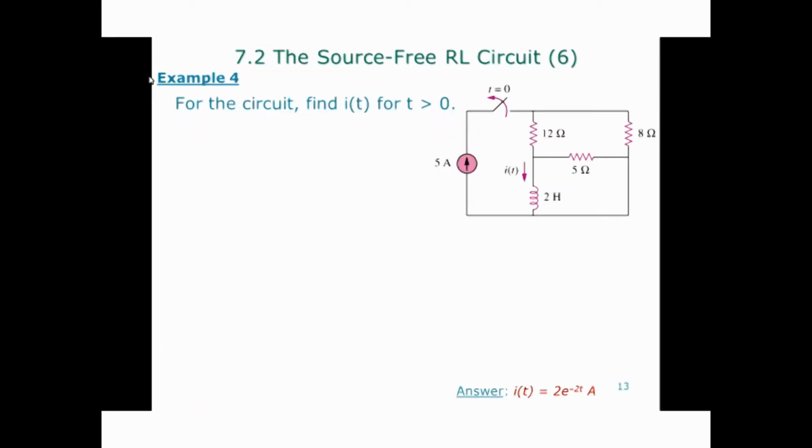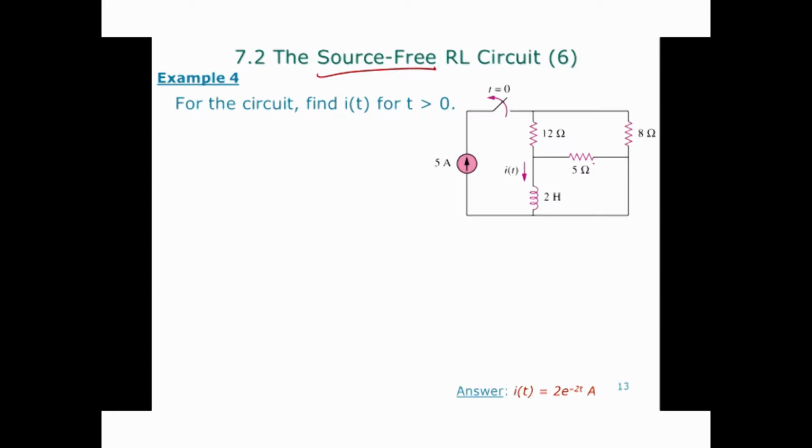Now look at example 4. Here's another source-free RL circuit. How can we say this is source-free when there's a source in there? There's a 5 amp current source. Why are we calling this a source-free circuit? Yeah, because after the switch opens, the inductor is just running by itself. Whatever energy that inductor has stored, it's going to dissipate into that resistive network that it's attached to. That's all that happens with a source-free circuit.